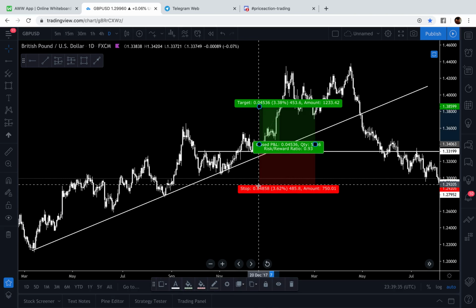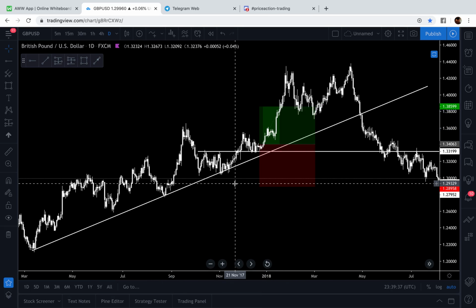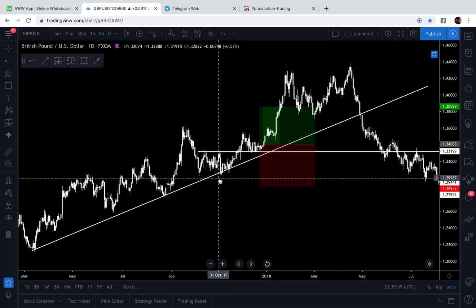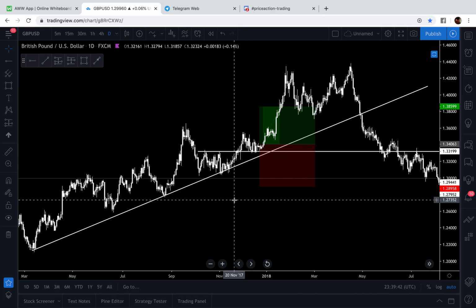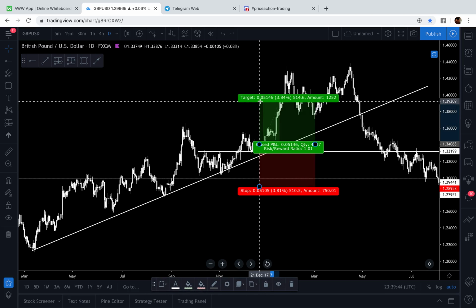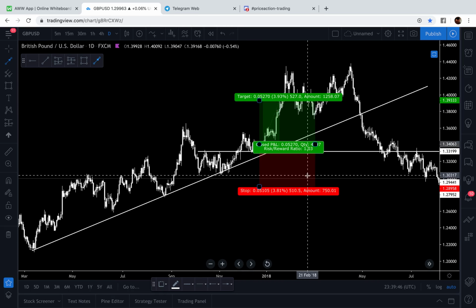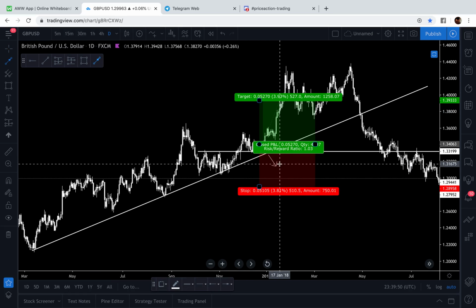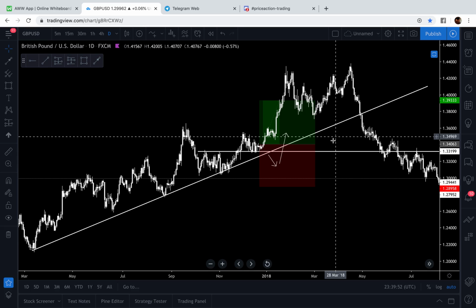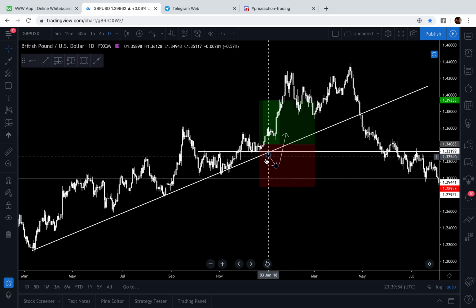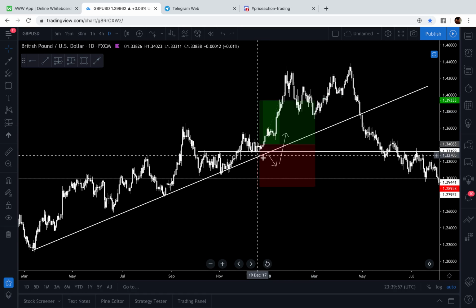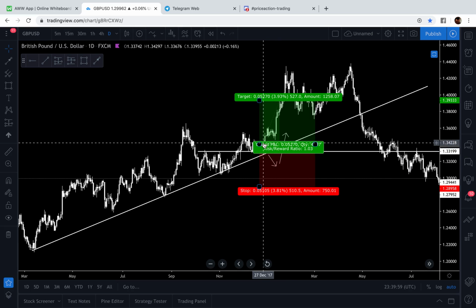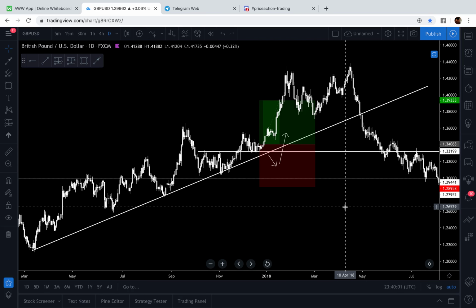Oftentimes what I like to do is put them below the previous lows, because if price is breaking previous lows, it probably means it's not going to be in that trend anymore. Sometimes you'll need to give the trade room to breathe, because price may come down below the trend a little bit or spike down there, but then just go right back up. And you don't want to get stopped out and miss out on a really good trend just because of some little technical thing, where the price just spiked down really quick.